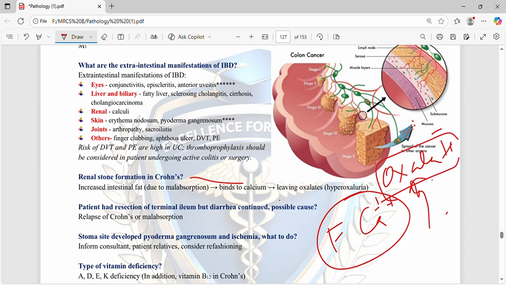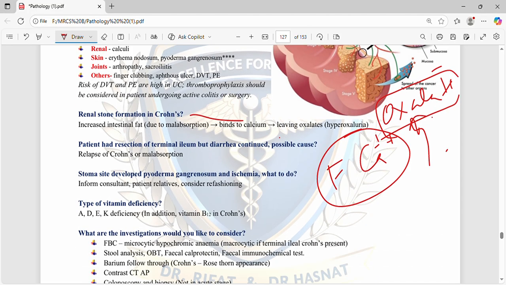Hyperoxaluria. Patient with resection of terminal ileum but diarrhea continues. Possible cause: relapse of Crohn's disease or malabsorption anywhere else. Stoma has developed pyoderma gangrenosum and ischemia. What to do? Inform the consultant and the patient's relatives, consult them, and consider refreshing.